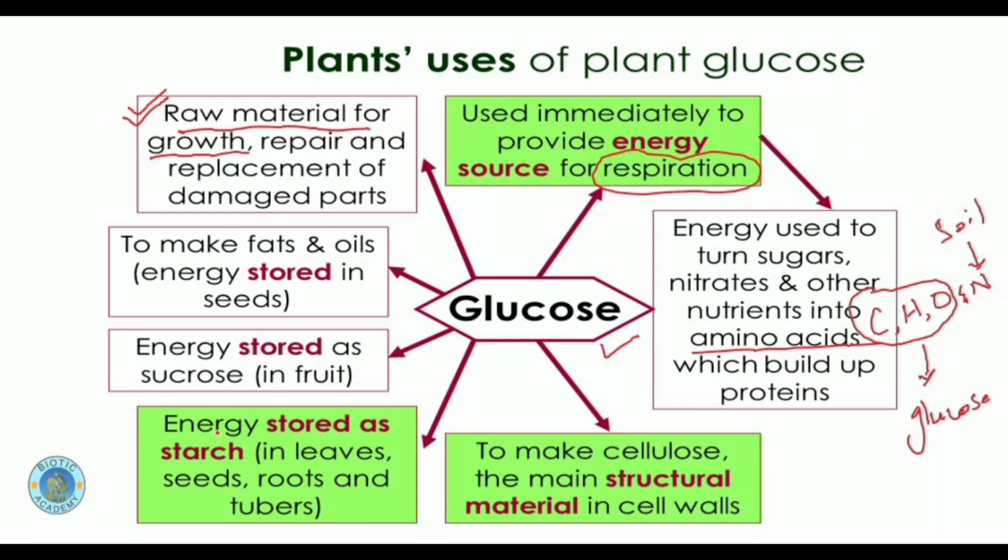Now the plant also stores glucose in the form of starch. It doesn't mean that the plant makes glucose and immediately uses all of it. Some of the glucose is saved in different parts of the plant body, like leaves, seeds, roots, and tubers, and the plant stores glucose in the form of starch. Starch is a complex structure which doesn't dissolve immediately in water, so the plant can convert glucose into starch in order to save it in different parts of its body.